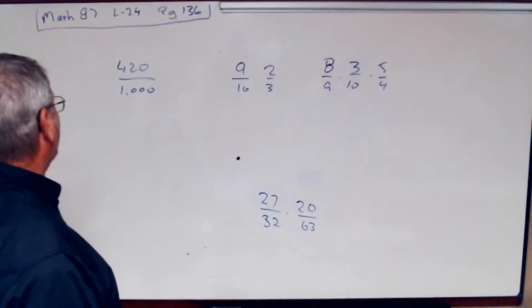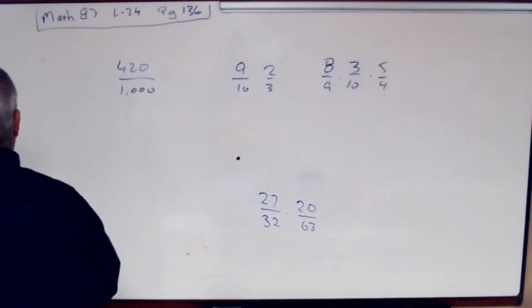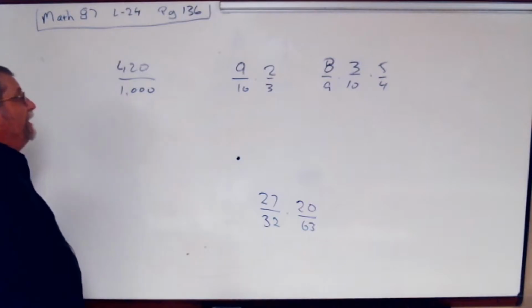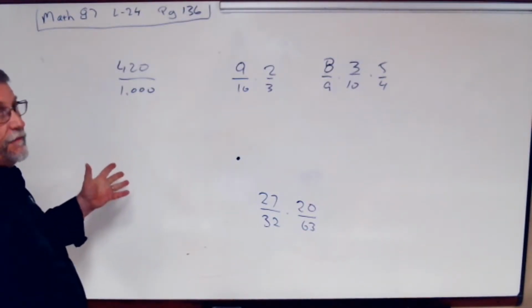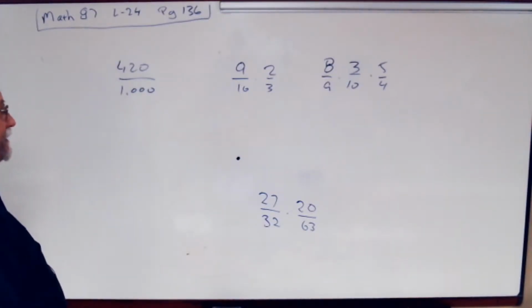Math 87, lesson 24, page 136. This is reducing fractions part 2. Reducing fractions part 2. All right. We're going to do the same basic things, but we're going to do it in different ways, okay? We're going to reduce fractions. Fractions always need to be reduced.